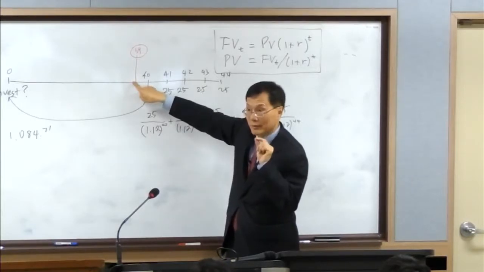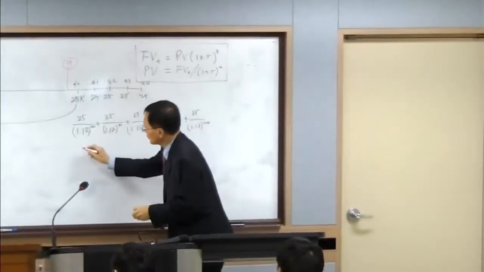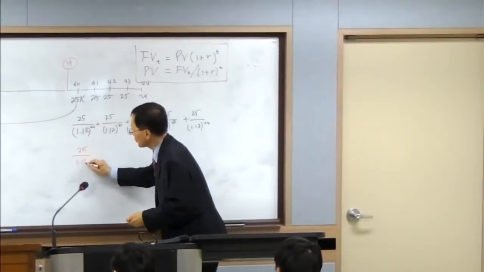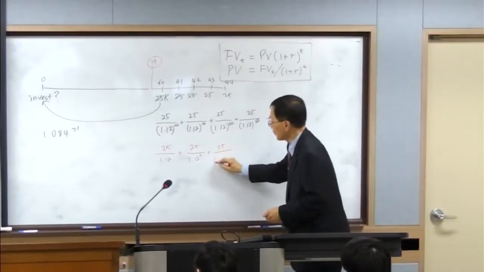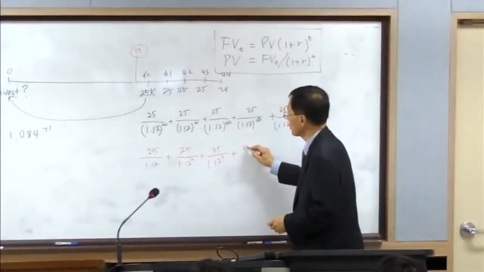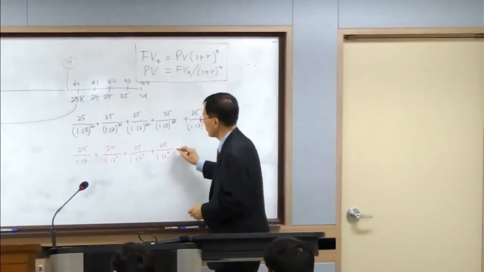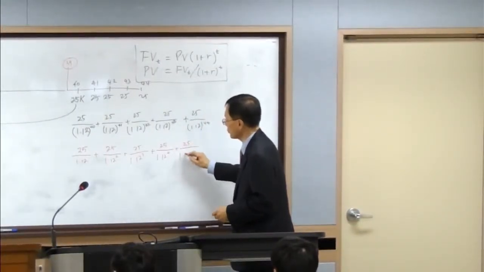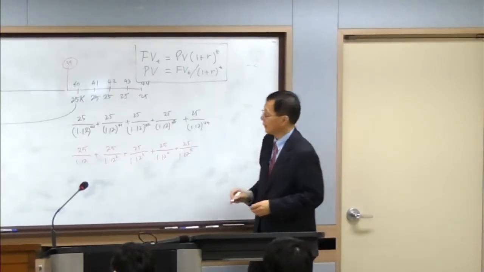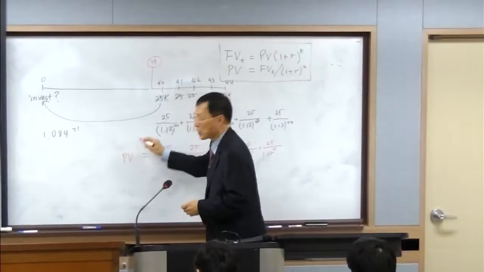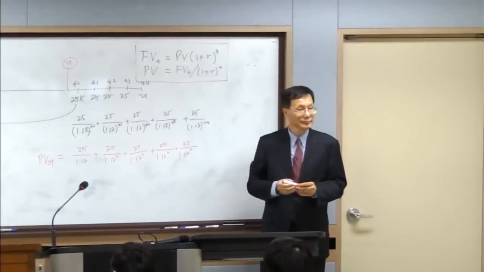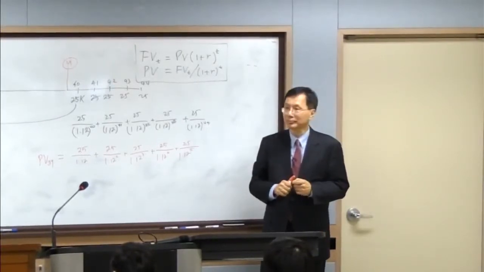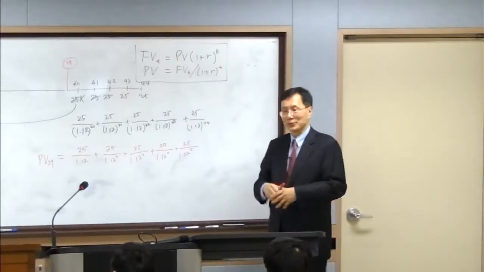Right? You can do that. So how? 25 over 1.12, plus this 25 over 1.12 squared, plus third 25 over 1.12 cubed, plus 25 over 1.12 to the fourth. The last 25 over 1.12 to the fifth power. That's the present value of retirement income as of year 39. Okay? Will someone compute this for me?